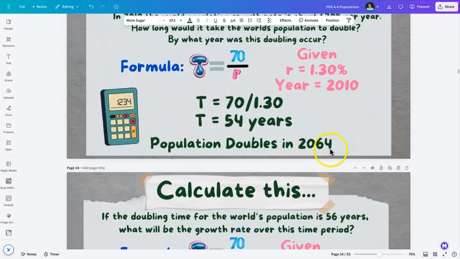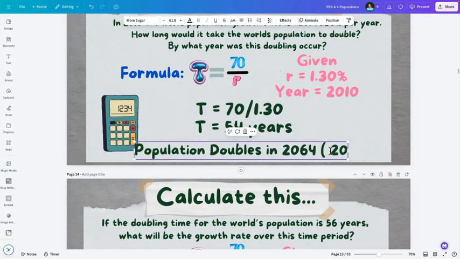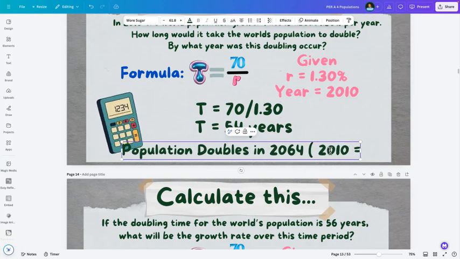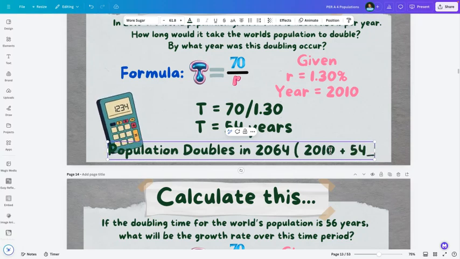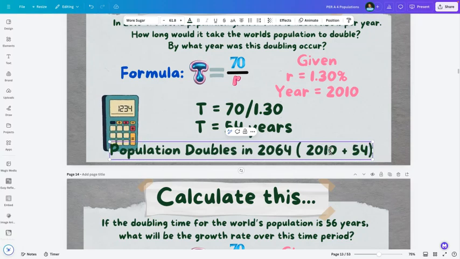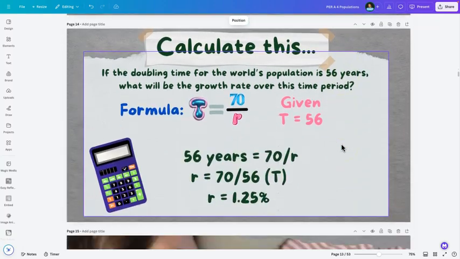All right, and also here, in case you needed this formula here is 2010, which is what's given, plus the doubling time, which is 54, and that's how we got that answer, because I know that wasn't in your notes. Like, I gave you all formulas, and I left that formula out. So in case you need to know what calculations took place, that's the final part of the calculation.